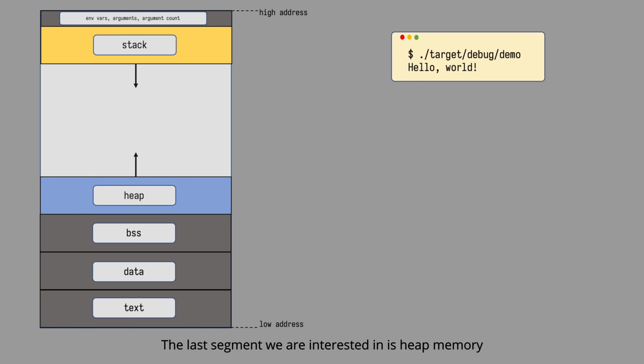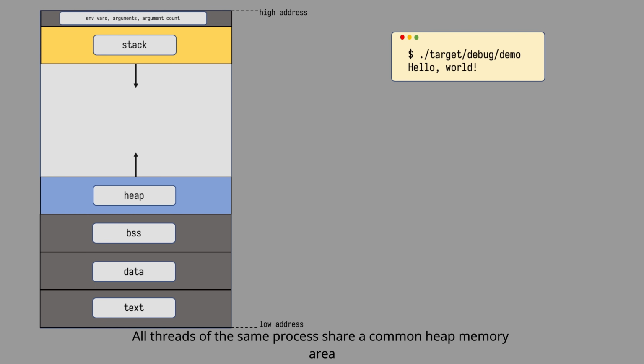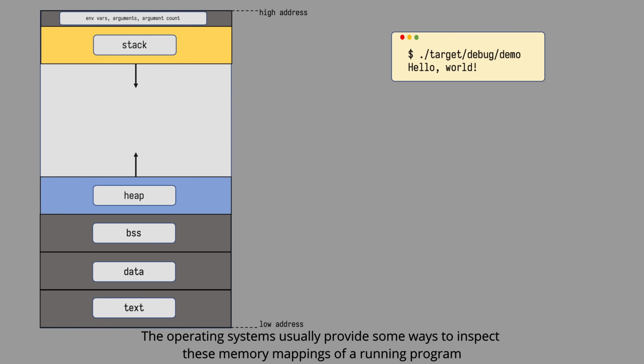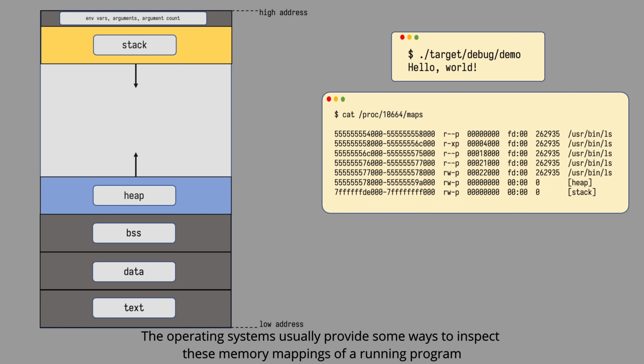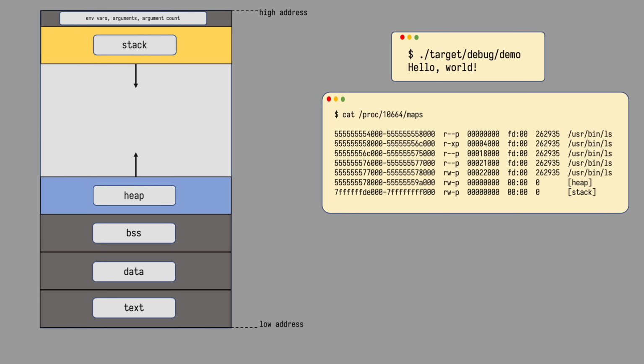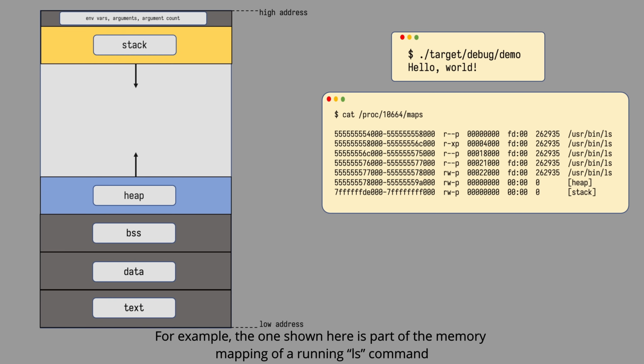The last segment we are interested in is heap memory. Unlike stack, this is not per thread. All threads of the same process share a common heap memory area. The heap memory grows upwards. Operating systems usually provide some ways to inspect these memory mappings of a running program. On Linux, this can be seen in the maps file specific to a process under the /proc directory. For example, the one shown here is part of the memory mapping of a running ls command.